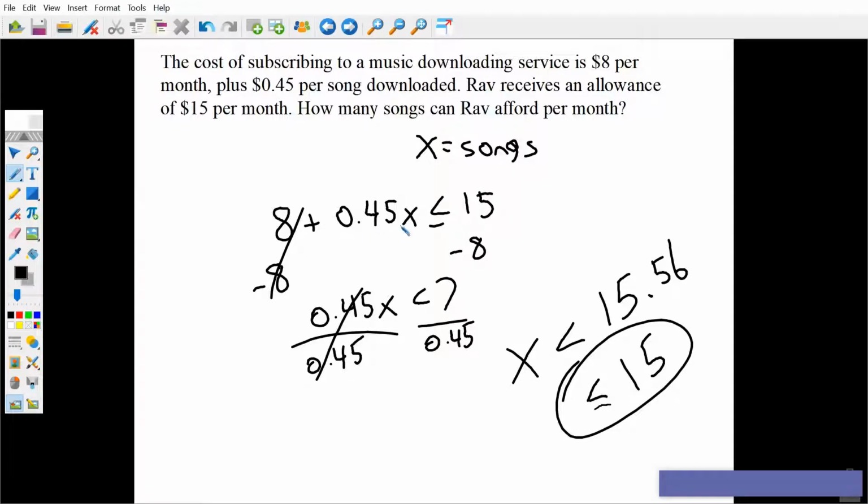He pays 45 cents per song plus $8 for the subscription fee. To solve that, we just minus 8 from both sides and divide by 0.45. It comes to x is less than 15.56. Of course, you can't download 0.56 of a song. So Rav can download less than or equal to 15. So he can download 15 songs or less and stay under his budget. Next question.